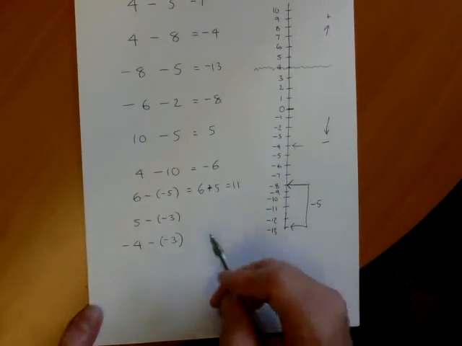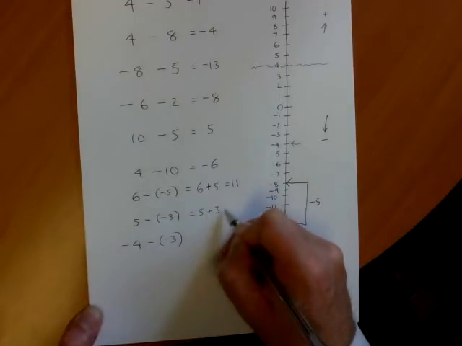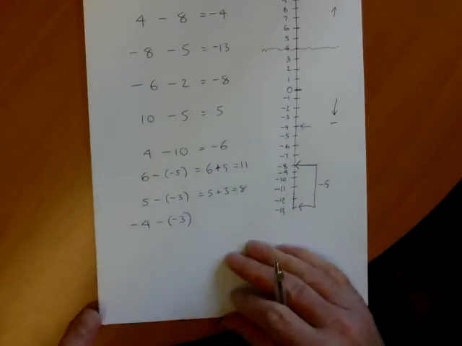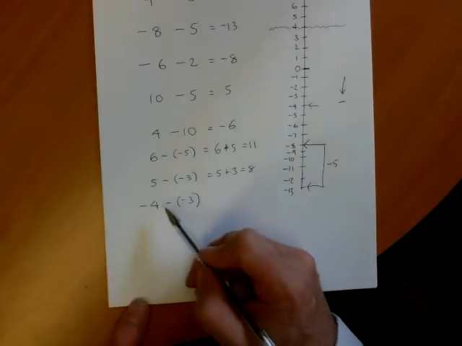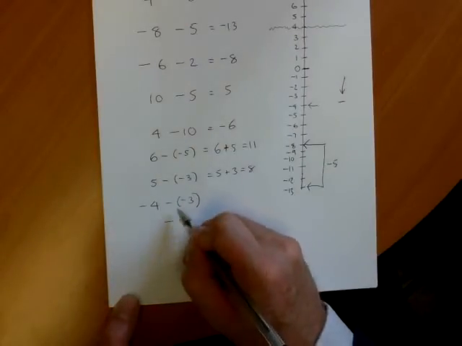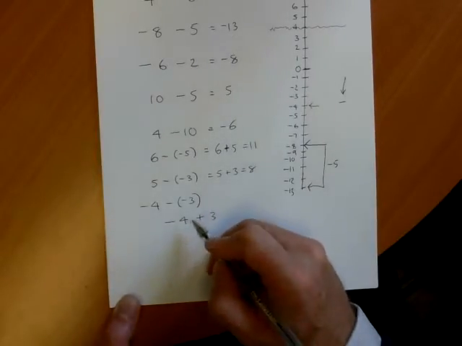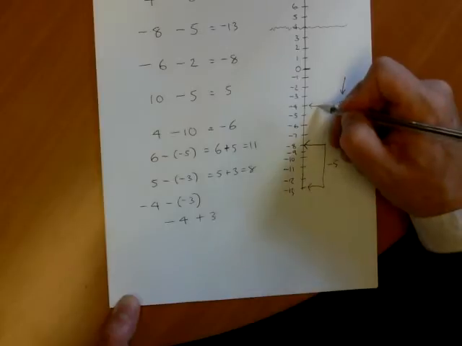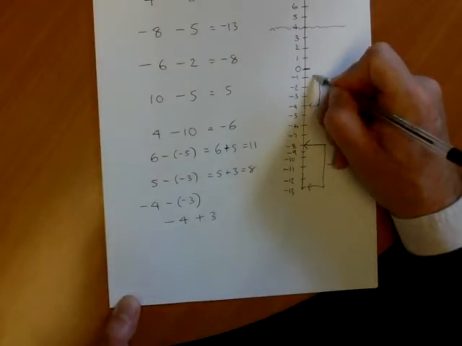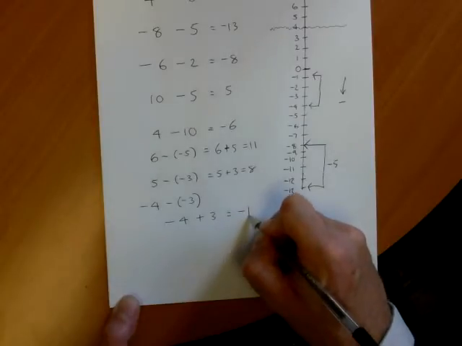So hopefully you will see exactly the same here. 5 plus 3 is 8. Now the last one is a negative to start with, then a negative, negative 3. So that gives me minus 4. A double negative is plus 3. Now I'm at minus 4 is where I'm starting. I go up 3, so not enough to become positive. So I become minus 1.